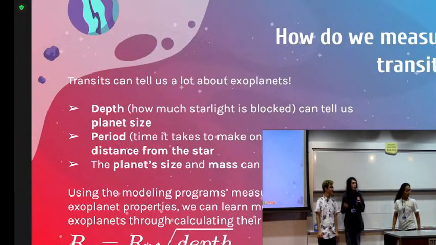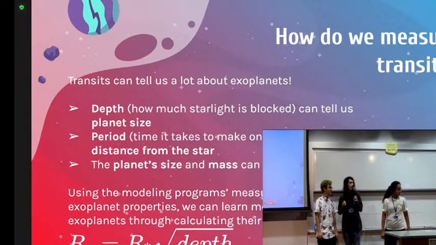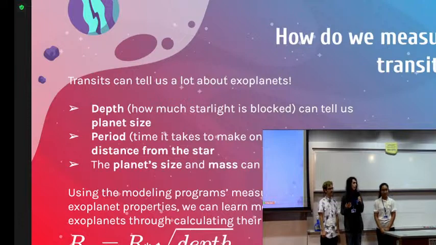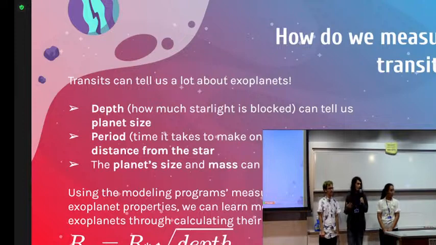So, how do we measure transits? They can tell us quite a lot about exoplanets. Depth, which was already mentioned, can tell us how big the exoplanet is. We can find the radius. Period can tell us the distance of the planet from the star, and the planet's size and mass can give us the density. Using some of the models we discussed in the previous slide, we learn more about them and we can calculate the characteristics.